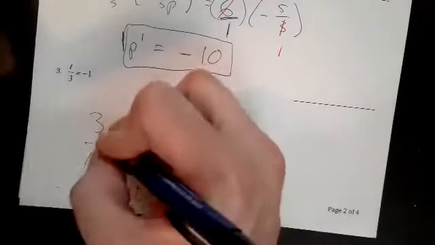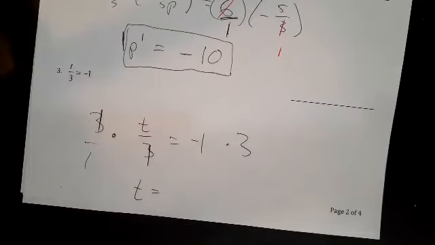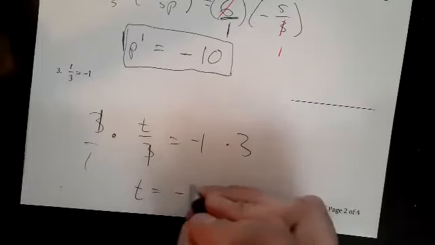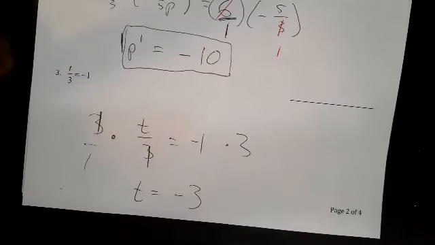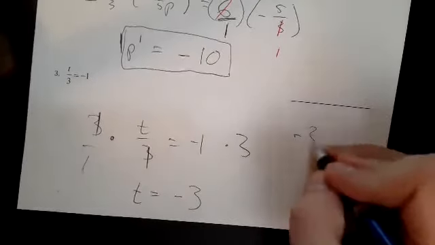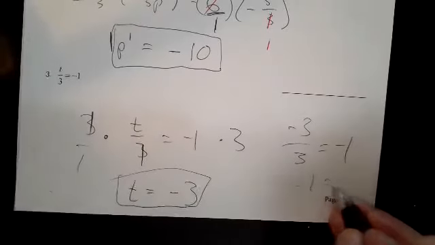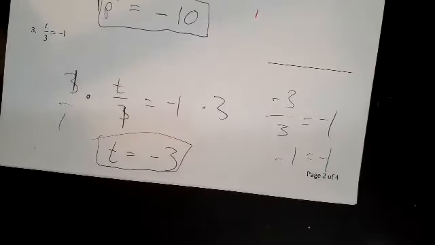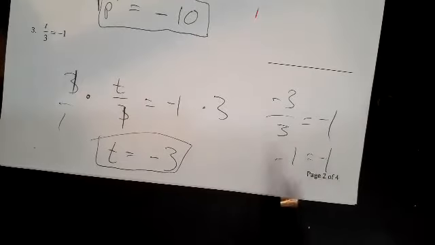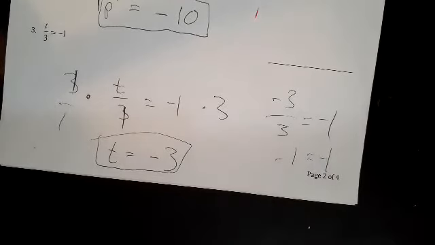So this is 1 and this is 1. And the left side is going to give me t. The right side is going to give me a -1 times 3. It should give me a -3. Again, we can go plug this in. We can check our solution. -3 over 3, is that a -1? And if I carry it all the way, I should get something that looks like the identity, or a number is equal to itself, right? We call this thing the identity.